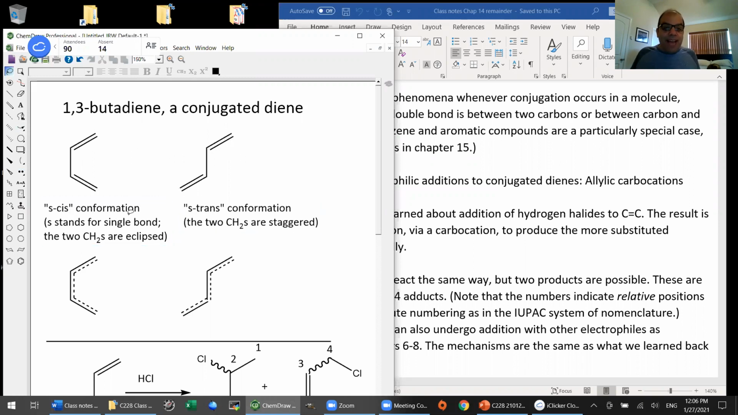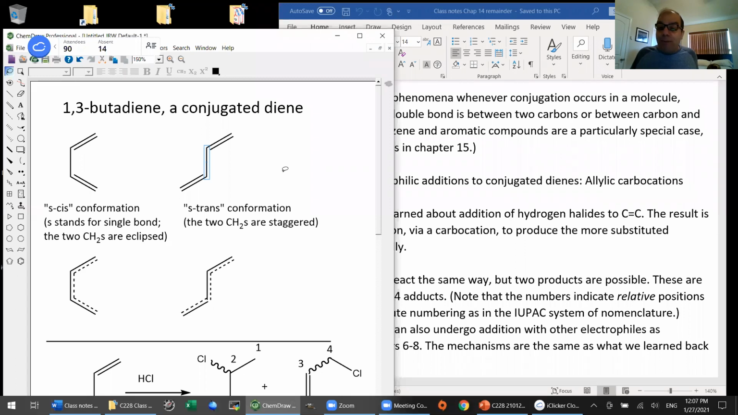The S in S-cis and S-trans stands for single bond, which you'll immediately recognize is bogus. You can't be cis or trans around a single bond. By definition, it's something we use only for double bonds. But we're breaking the rules here and using it for single bonds anyway. And in the case of the S-cis conformation, we're saying that those two CH2s are as if they were cis to one another, even though it's around a single bond. Here it's as if they were trans to one another.